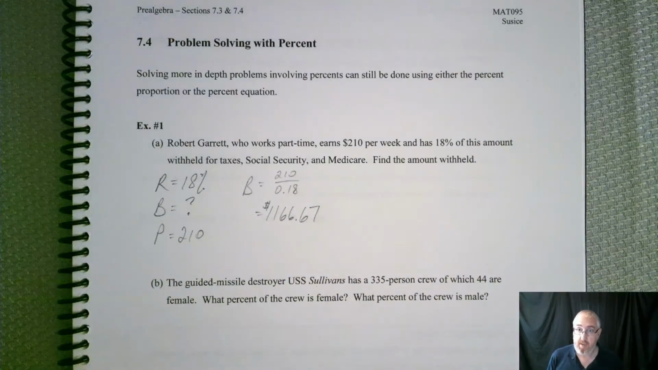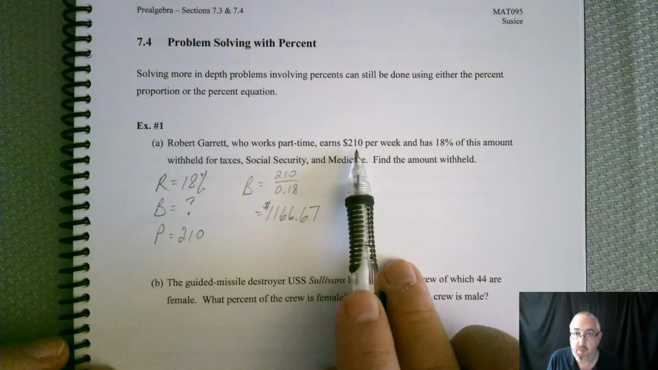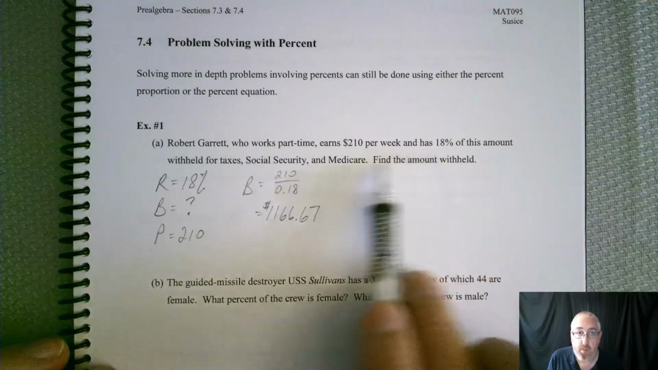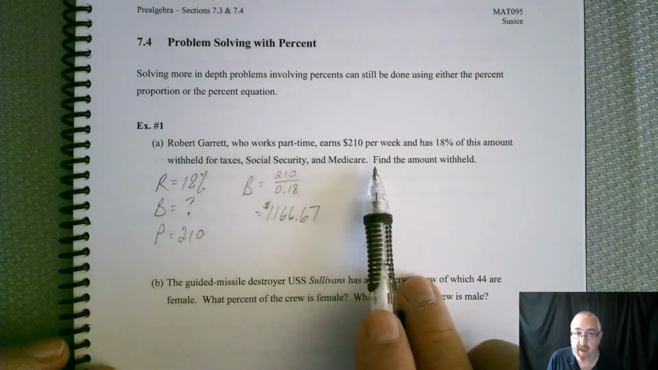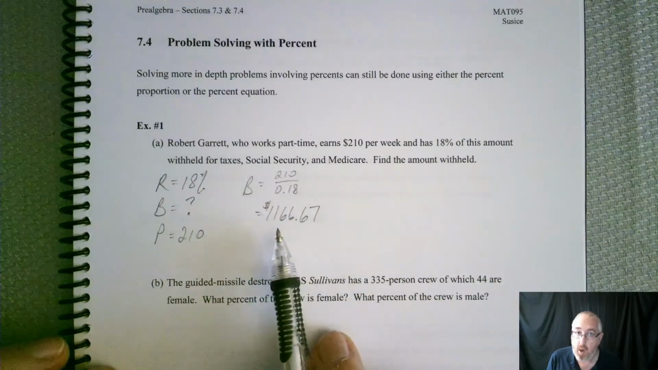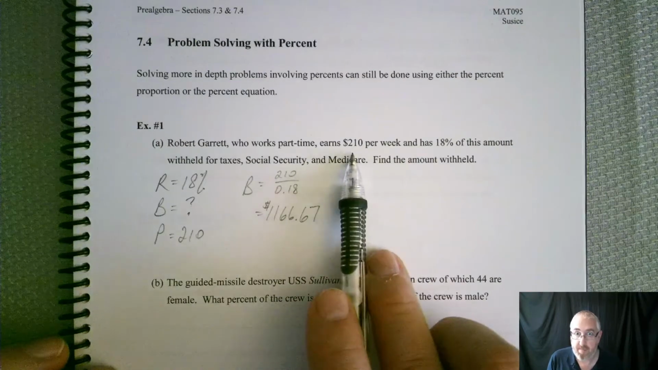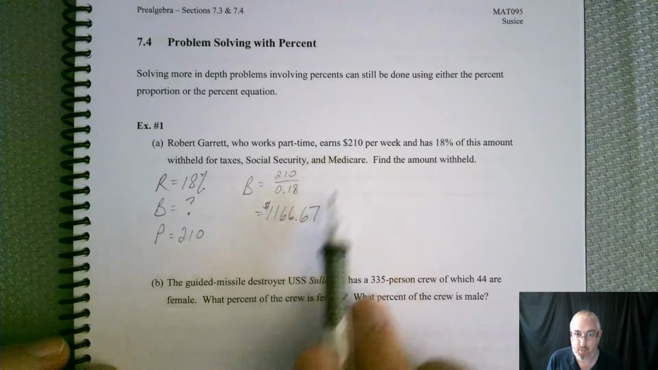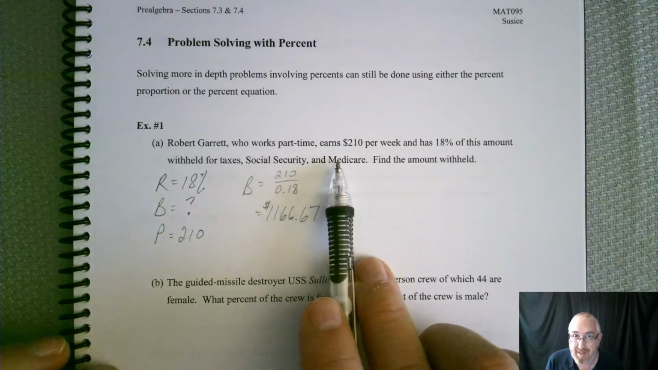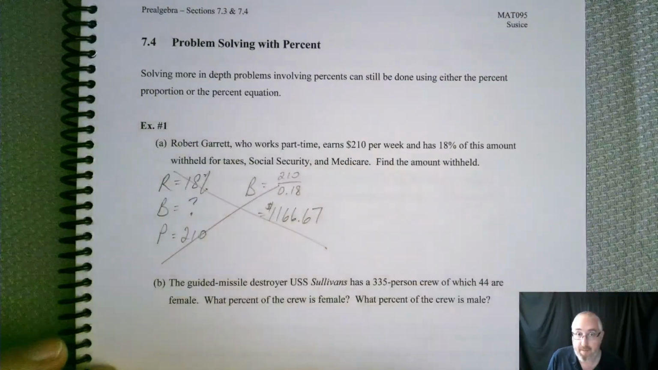But now let's think about this. Does this make sense? So Robert works part-time. He earns $210 per week and has 18% of it withheld for all these different taxes. Find the amount withheld. So are they withholding $1,166.67 if he's only making $210? That doesn't make sense, right? How can you withhold more than what you're making? That's not a place I want to work. So this can't be right.